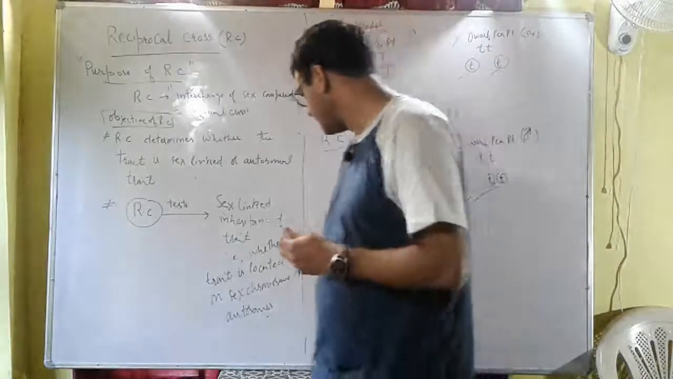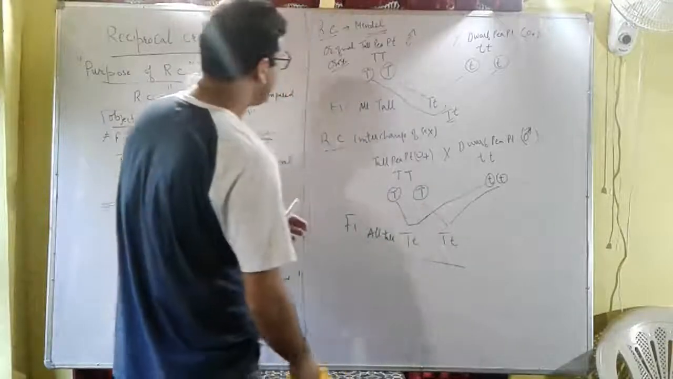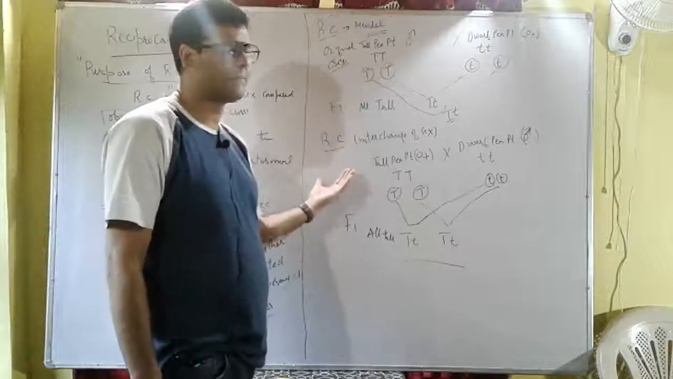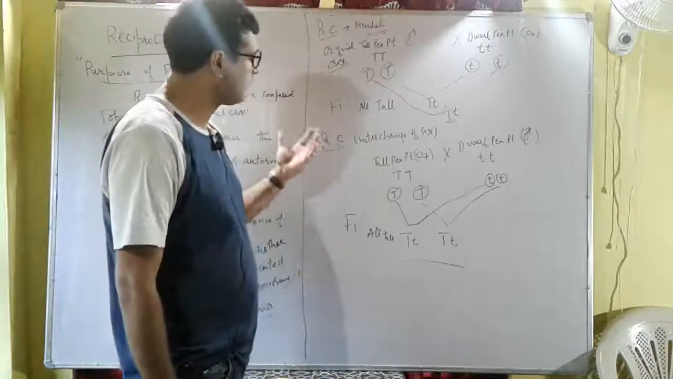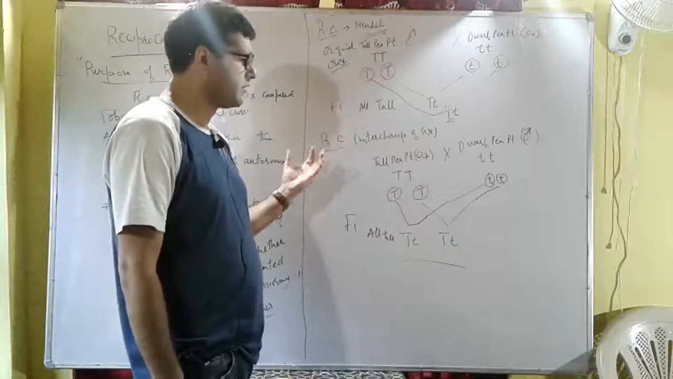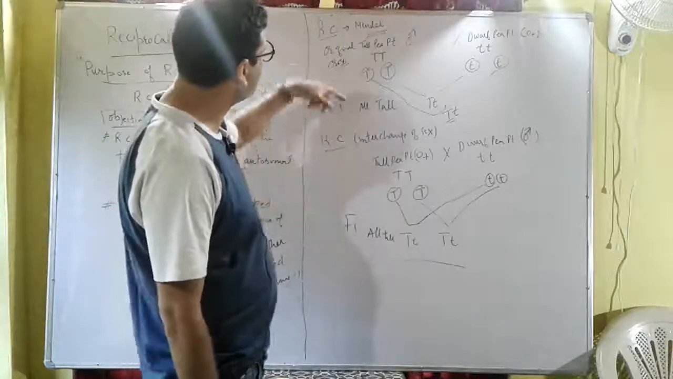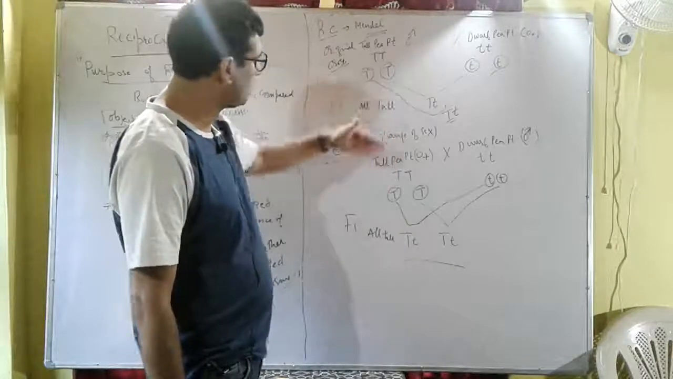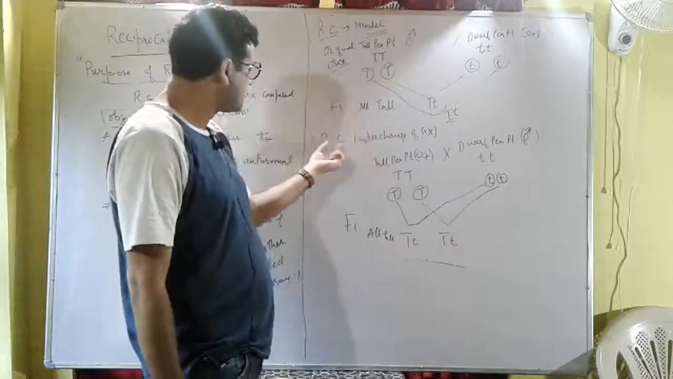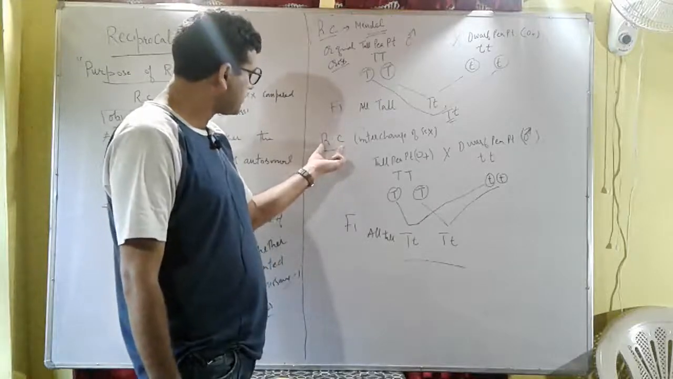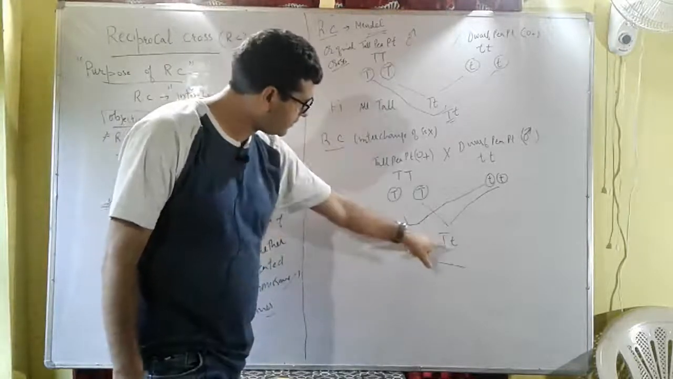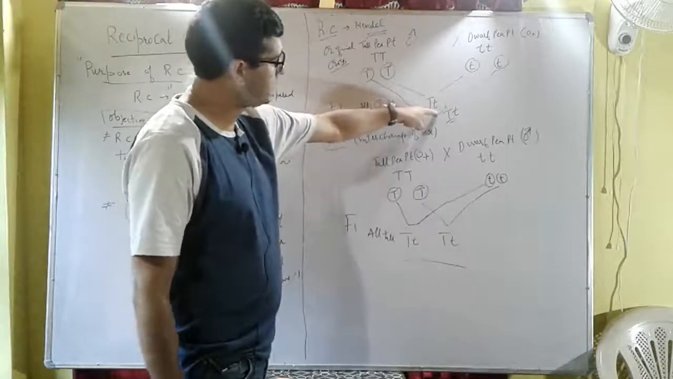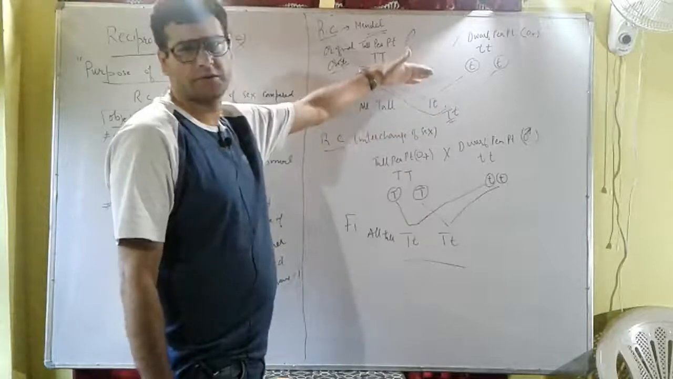So we can say that if the trait is autosomal, that means if the gene is located on the autosomal chromosome, then the results of the reciprocal cross will be identical to the original cross. Here in the reciprocal cross we have capital T, small t, capital T, small t, which is identical to this result. So this trait is an autosomal trait.